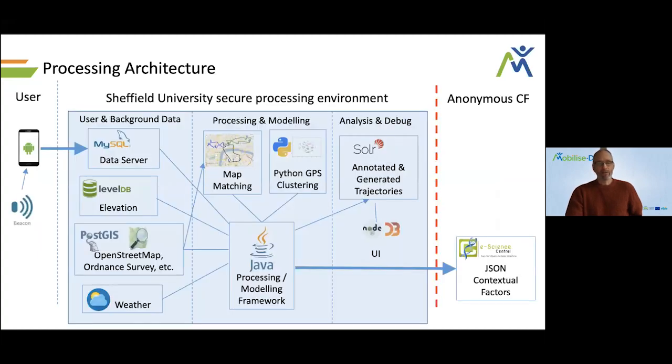So the basic approach was the data was collected by the user using the phone and beacons. That data was securely sent into the Sheffield University environment where it was secured. We then did the processing of the data, adding the background data and the third-party data, and then that information was converted into an anonymized form and output onto the Mobilise-D eScience platform to then be added into the processing pipeline to be combined with the other sensor data.